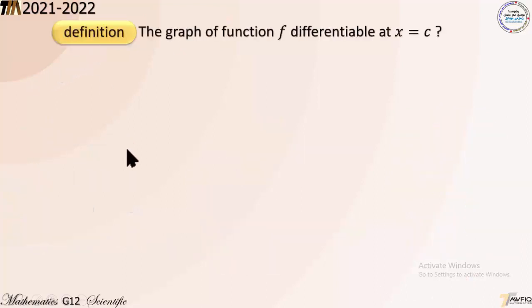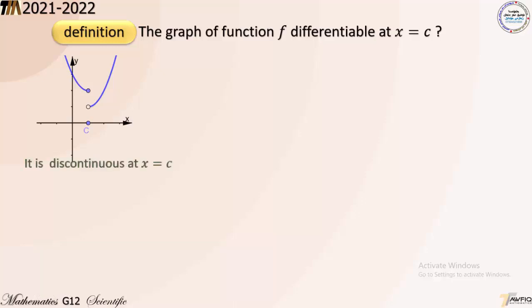Definition. If the graph of the function is given, how do we know whether this function is differentiable at x or not? Look at the first graph. As you can see, this function is not continuous because the right limit is not equal to the left limit, which means the limit does not exist. Because this function is discontinuous at x equals c, it is not differentiable at x equal to c.